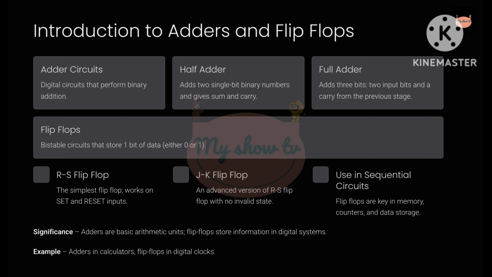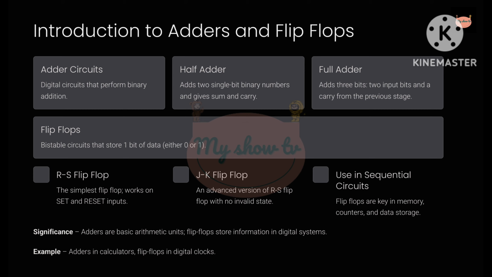The half adder is the simplest adder, used to add two single-bit binary numbers. It provides two outputs, sum and carry. The full adder is an improved version that can add three binary inputs, 2 bits and a carry in from the previous operation. Now let's talk about flip-flops, which are sequential circuits, meaning they remember previous states.